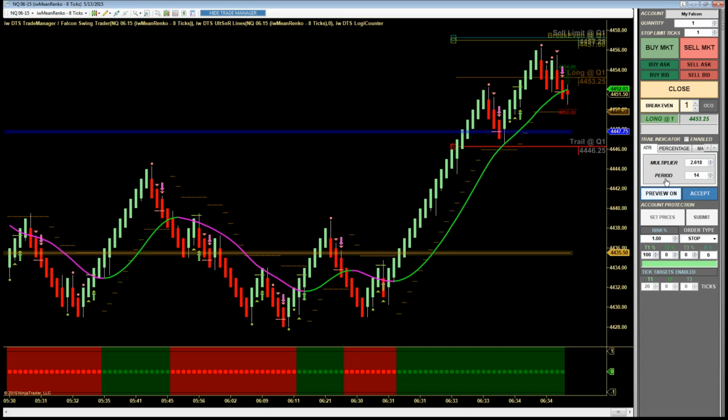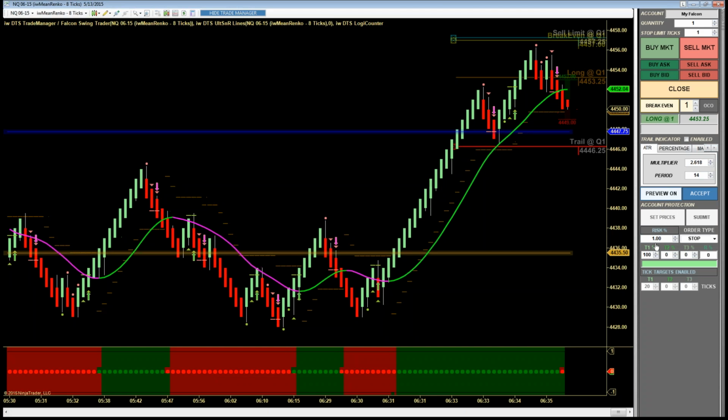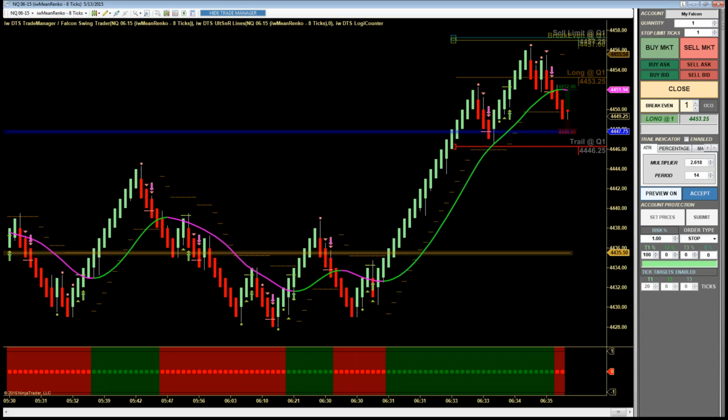So this tool that you're seeing me use here on the right hand side, this is the Trade Manager. This is a very powerful tool. The Trade Manager does several things for you. First, and maybe most important, is it controls your risk exposure. So regardless of where you place your stop, you are never risking more than your preset amount. I currently have it set at only 1% of my account.